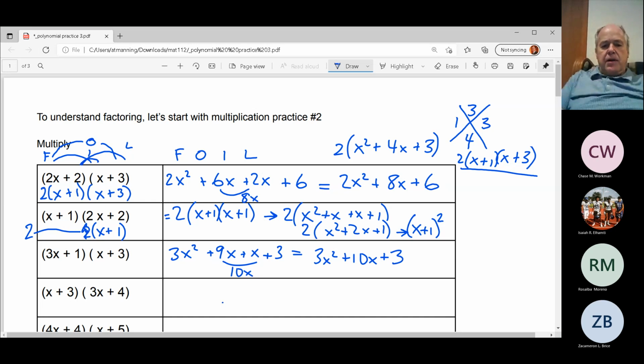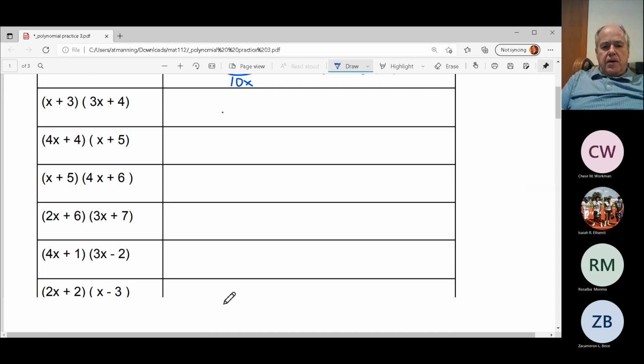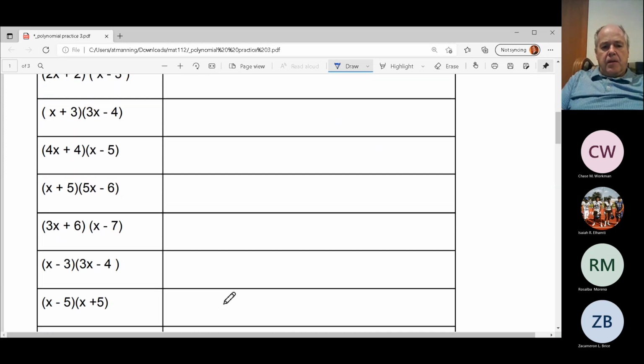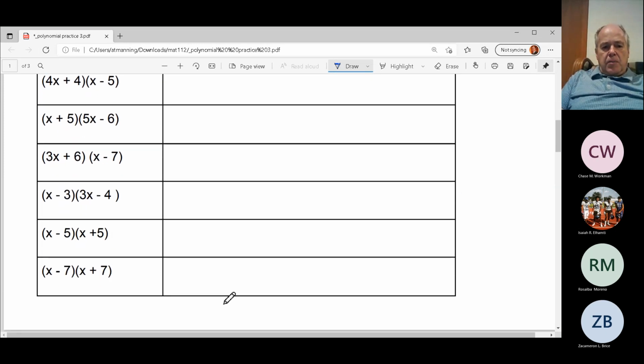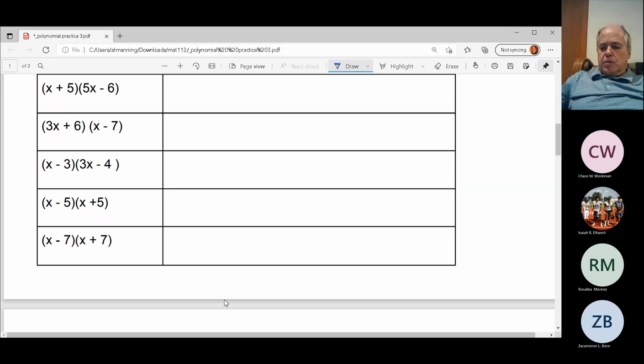Now I'm going to skip ahead to one that I added further down. A couple that you want to remember. Get through a couple in here. These are special ones. You want to remember when you see this, x minus 5, or x minus some number times x plus that same number. Let's see what we get.